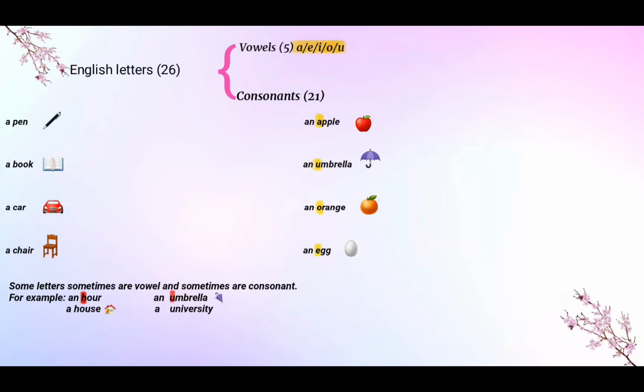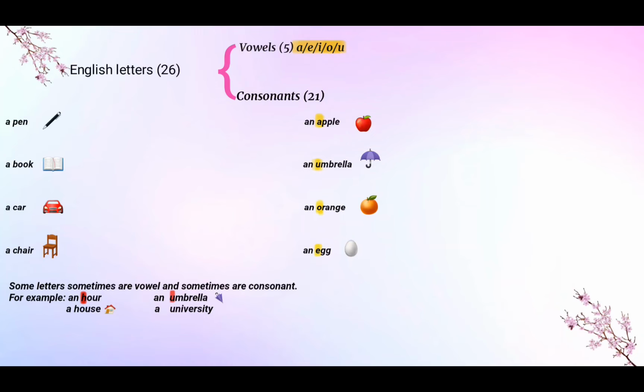In English, when we have one of a thing, we use a or an before words. If a word starts with a vowel, we use an before that. And if a word starts with a consonant, we use a before that.